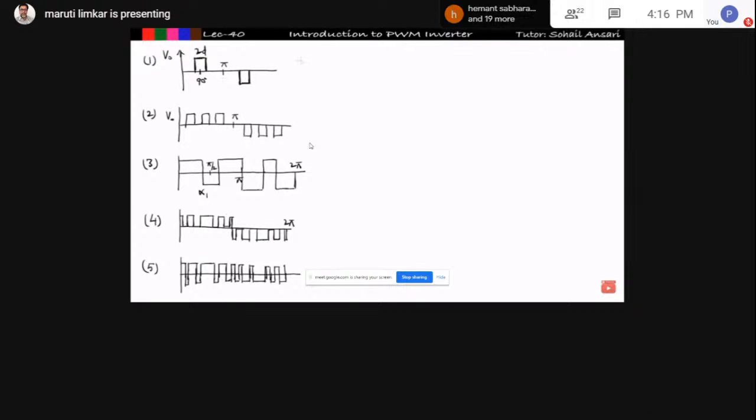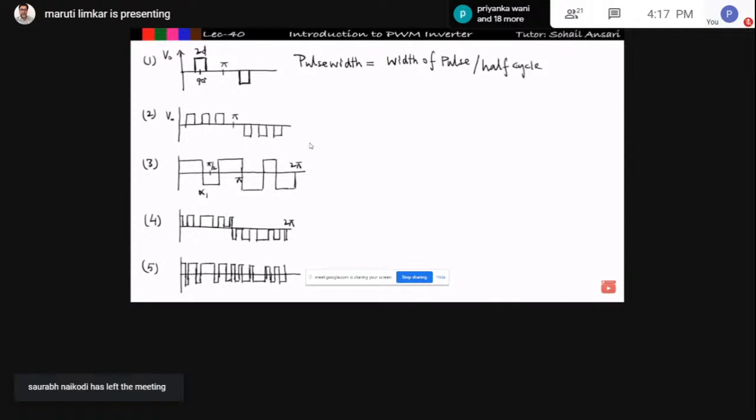Here we define the pulse width. Pulse width is defined as the width of the pulse per half cycle. Understand this: per half cycle, meaning from 0 to pi, how much the width of the pulse is, that is equal to the pulse width. So see here, from 0 to pi, it has a pulse width of 2d. So I can write pulse width is equal to 2d.